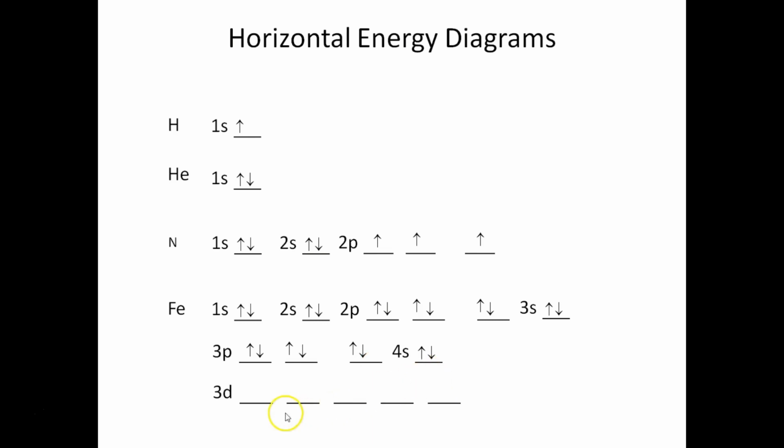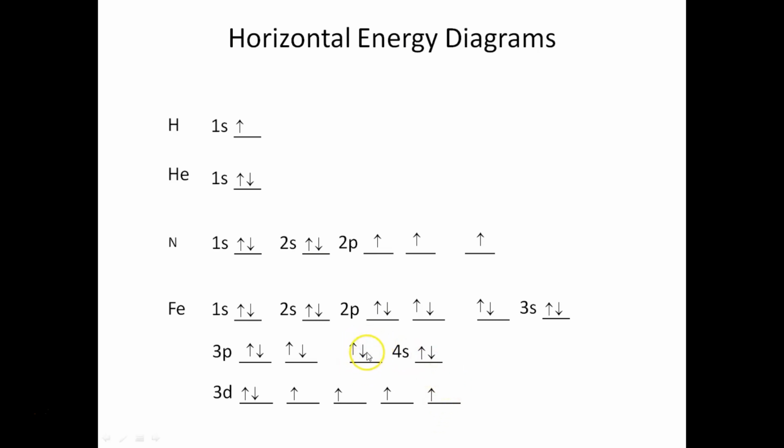And then after 4s, 3d, and I have 1, 2, 3, 4, 5 orientations. We place 1 electron in each of them, and then we pair. And so that would be my horizontal energy diagram for iron. Okay, and it allows us for any electron to know its combination of 4 quantum numbers.